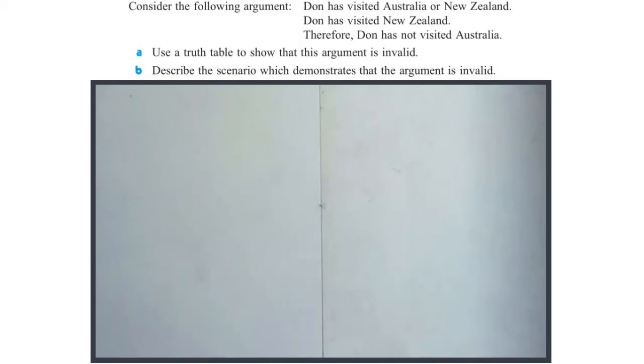Consider the following argument. Don has visited Australia or New Zealand. Don has visited New Zealand, therefore Don has not visited Australia. We need to use a truth table to show that this argument is invalid, and then for part B just describe a scenario which demonstrates that the argument is invalid.